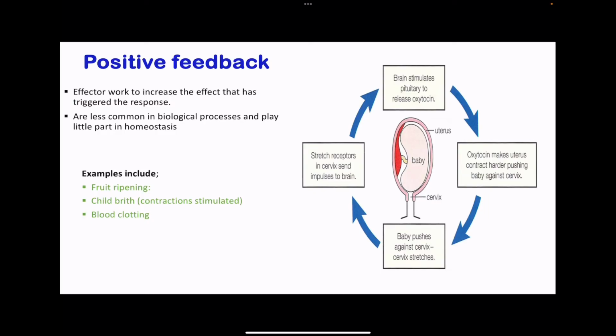During positive feedback, these work by intensifying the change that has occurred. Examples include fruit ripening, contraction during childbirth, and blood clotting. We see there is going to be intensification of the change that has occurred.